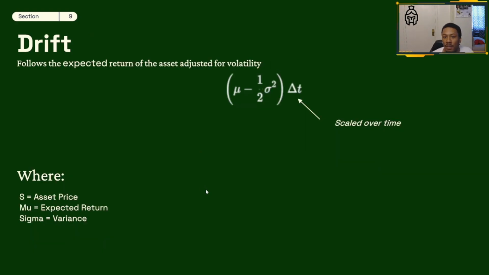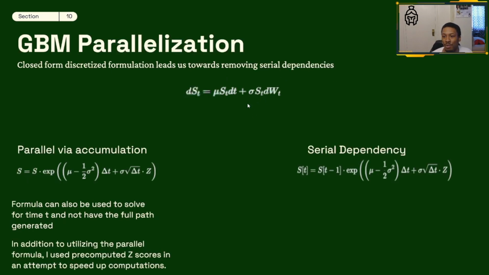The other piece is obviously drift, and it's a lot simpler. It's the expected return, so mu of asset, minus a small Ito calculus correction for the variance, and scaled over time. Those two are combined with an addition and an exponential to essentially create the geometric Brownian motion formula that you see today.